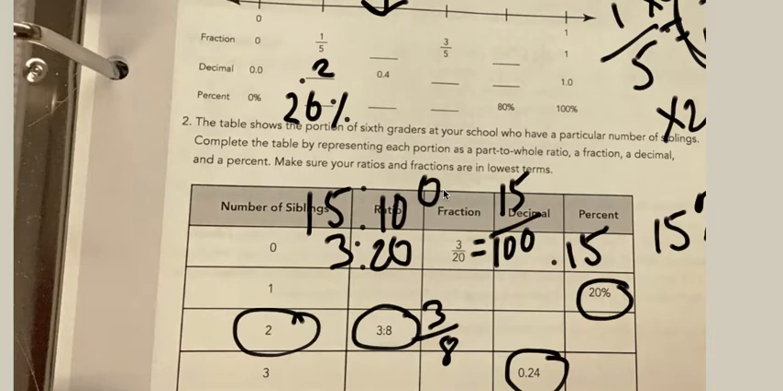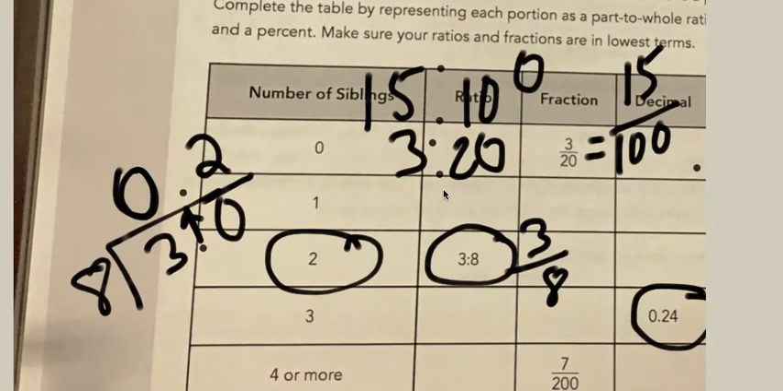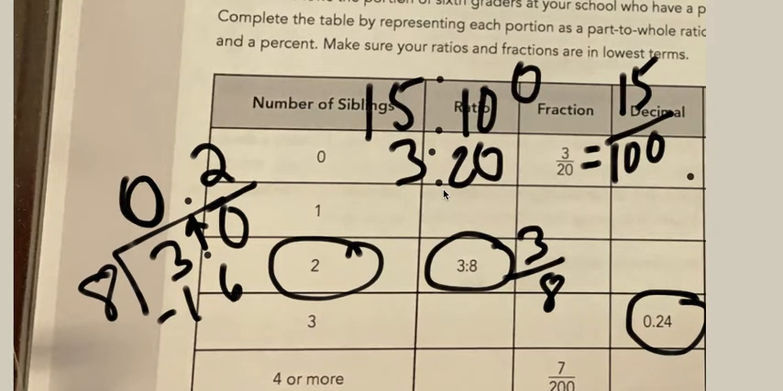Remember, whatever is on top goes in the box. So you're dividing 8 into 3, and that will give you your decimal. Remember, 8 goes into 3 0 times. Place your decimal, bring it up, and add a 0. How many times does 8 go into 30? 2 times. You get 16. Oops, sorry. My bad. 3 times.